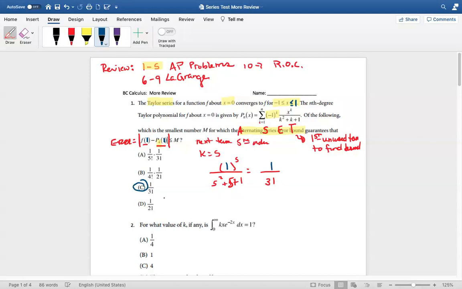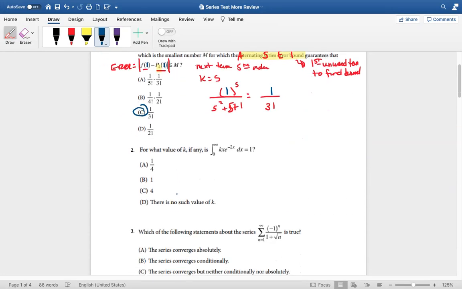Done. It took me less than 2 minutes, all because I didn't let the number of words and the fancy mathy stuff in there freak me out. I saw alternating series error bound, and that made me think ace it. I just need the next term. What's the next term? Plug in 5, plug in the x that they're asking you to approximate, done and done.